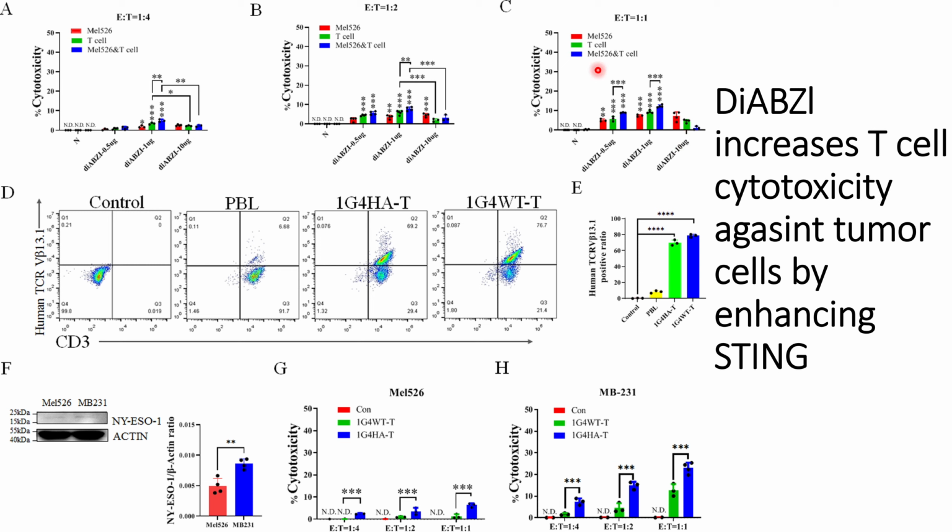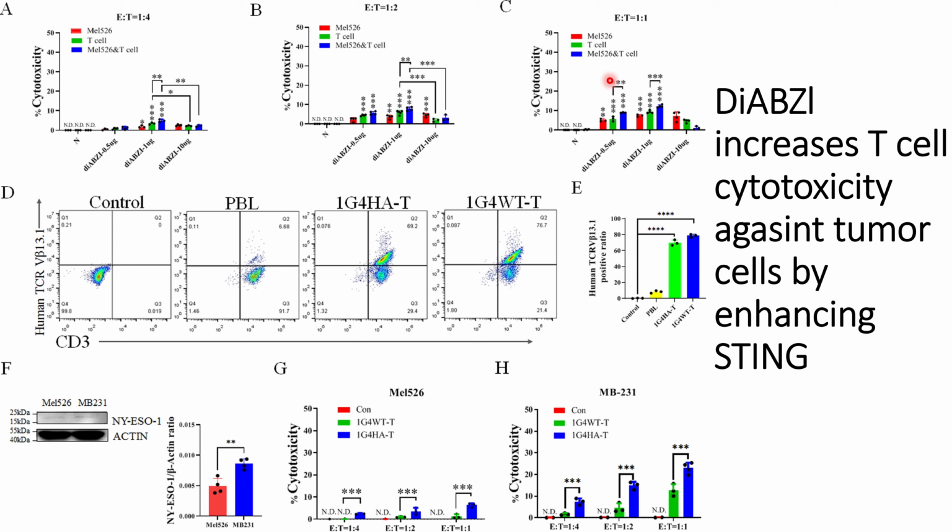And they have tested it on three different conditions. The first one is the cancer cell line, that is MEL526, then the T cells, and the third one is the co-culture of the MEL526 and the T cells. What they found is that when they co-culture them, the cytotoxicity goes down when they increase the DiaBZl to 10 microgram. However, for the 1 microgram, the cytotoxicity is higher.